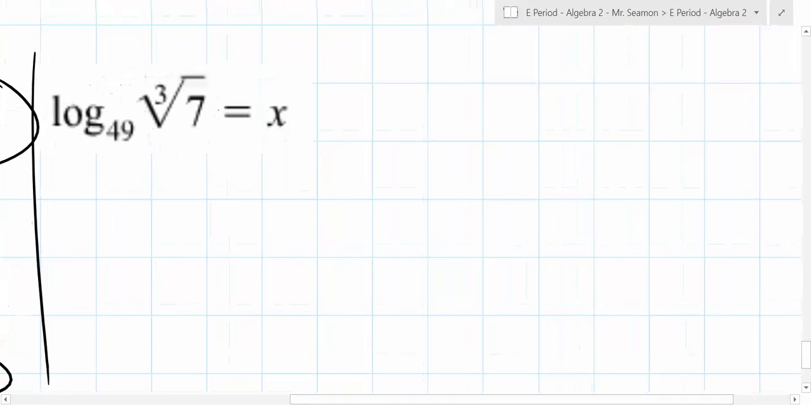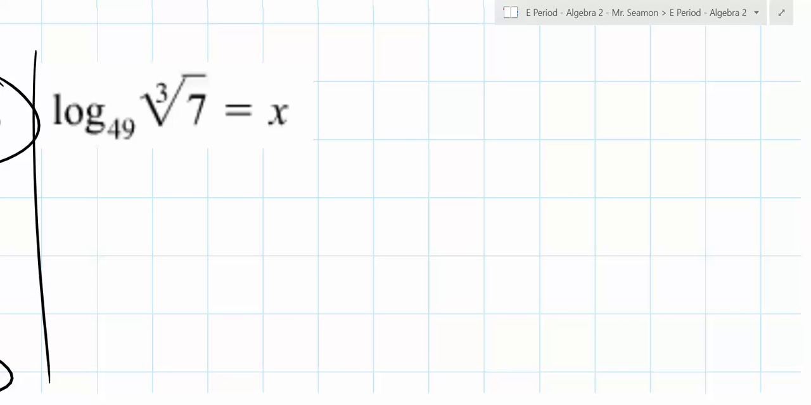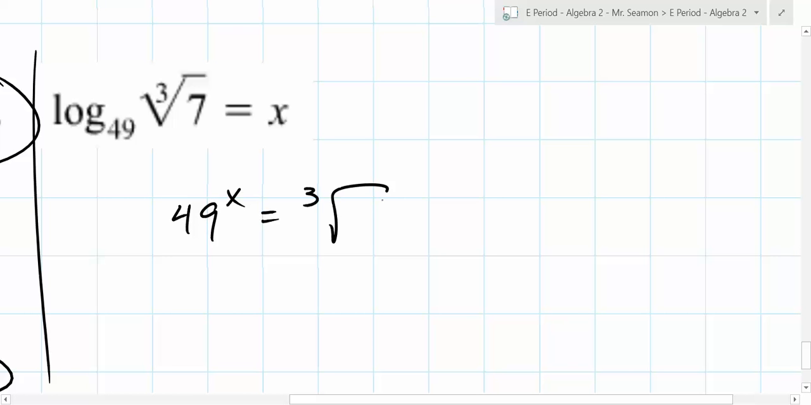This one looks super crazy. What's up with that? Can someone put it in exponent form for me? What is it? 49 raised to the x equals? Cube root of 7. Perfectly said, yes. So now that's an exponential equation.